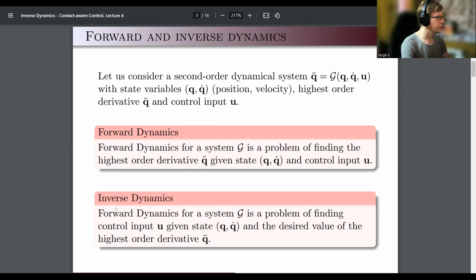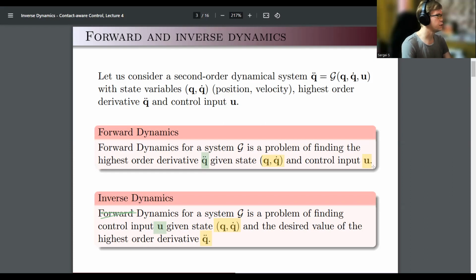Inverse dynamics, on the other hand. For system G, it is the problem of finding control input, right? So now we want to find control input given a state and desired value of accelerations. If previously we were trying to find accelerations, highest order derivatives, given state and control input, now we find control input given state and desired value of second order derivatives.